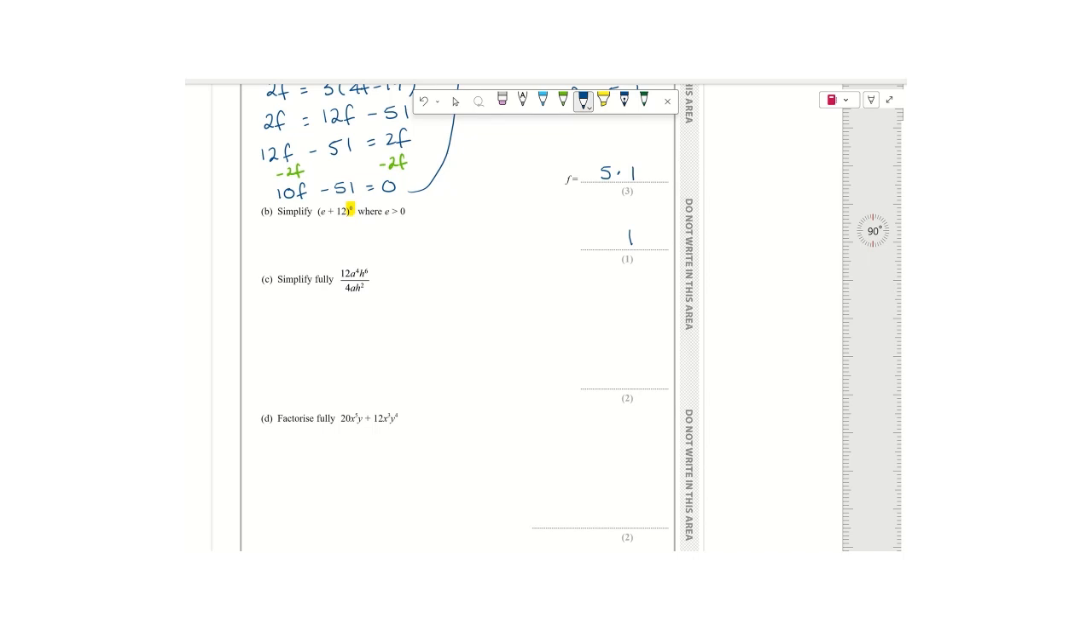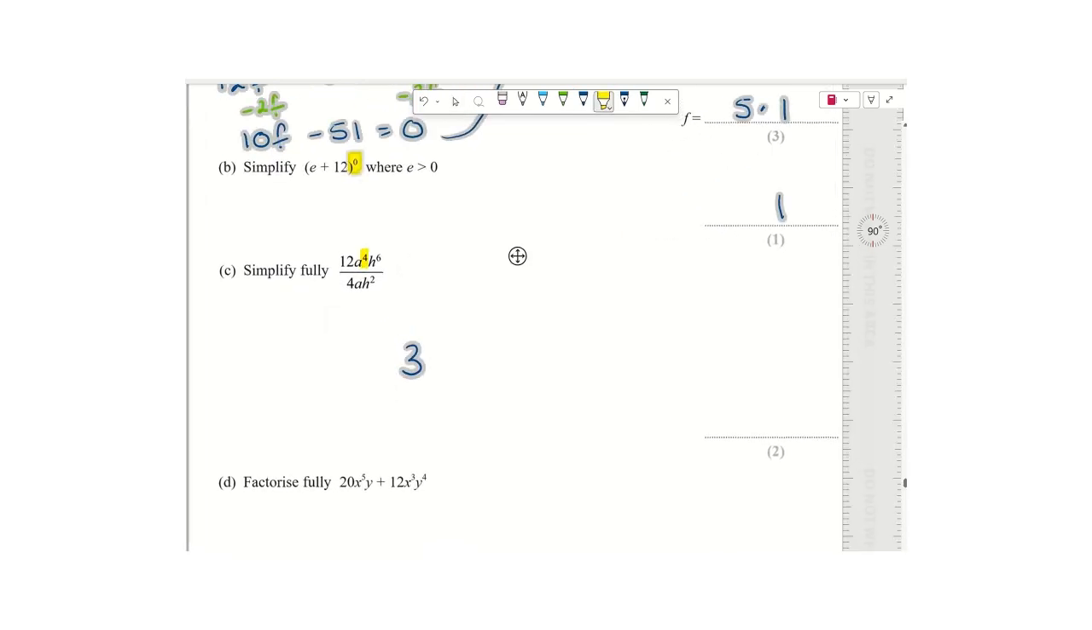Right, on part C, simplify. We're going to deal with our numbers, our a's and our h's separately. So for our numbers, it's a division. 12 divided by 4 gives me 3. For the a's, I've got a to the power 4, and then if I've got an a without anything, it's to the power 1. And if we remember, when you've got a divide, you take the powers away. So 4 take away 1 is 3, so that'll be a to the power 3.